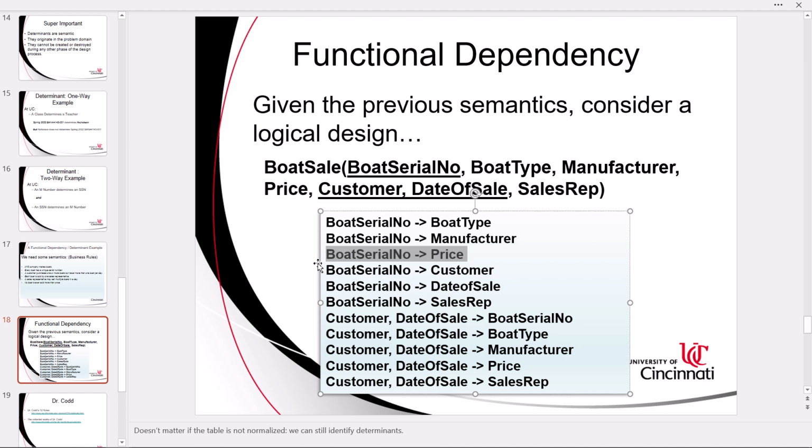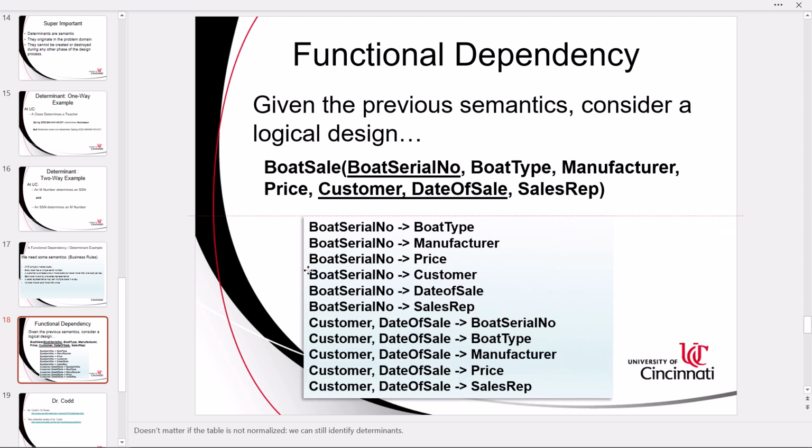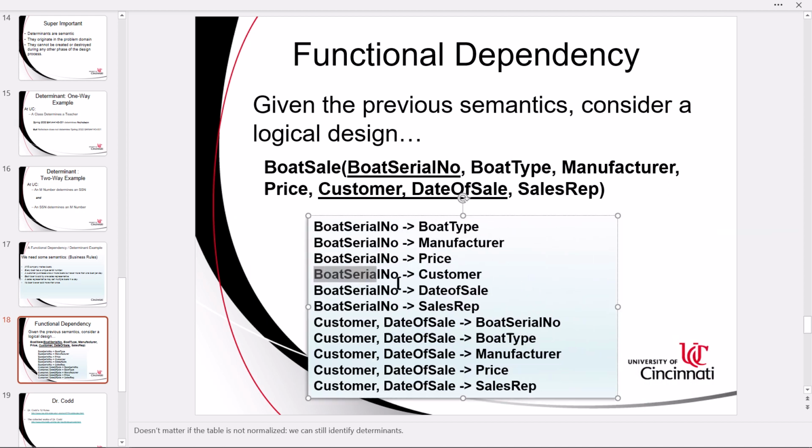Boat serial number tells me customer. Again, if I sold it more than once, that wouldn't apply. But since I have the stipulation I can only sell a boat once, then I can tell you who the customer is. Boat serial number determines date of sale. Since I can only sell it once, I can tell you the date I sold it. Boat serial number determines sales rep. If I only sold it once and only one sales rep can sell a boat, then I know who the sales rep is.